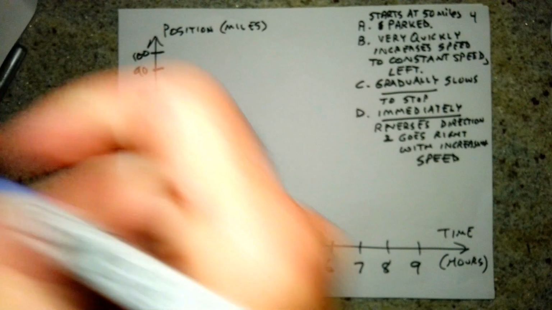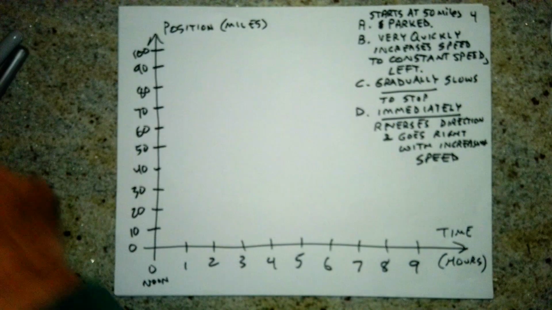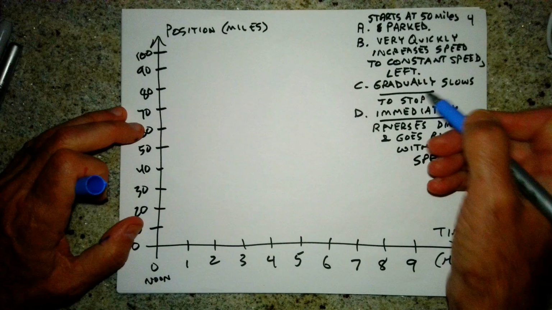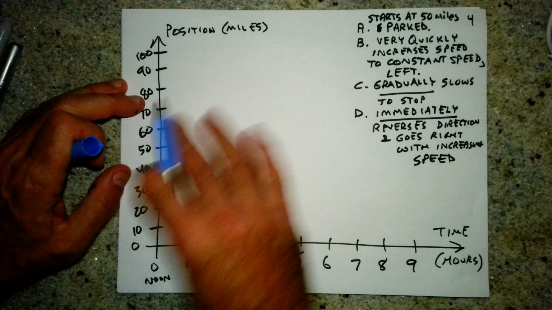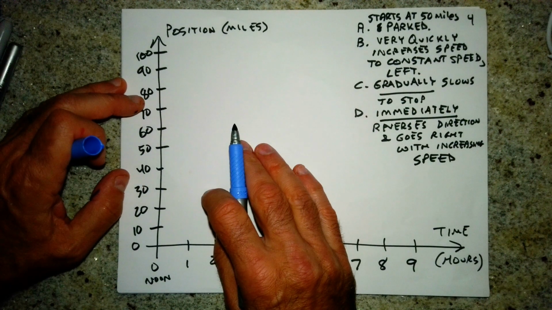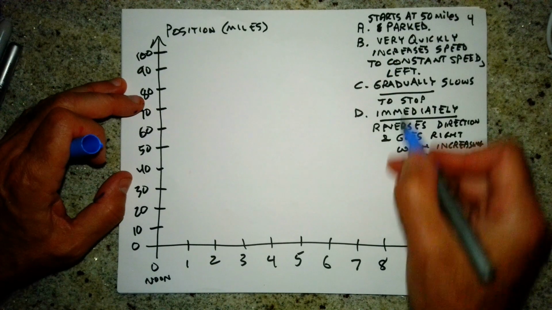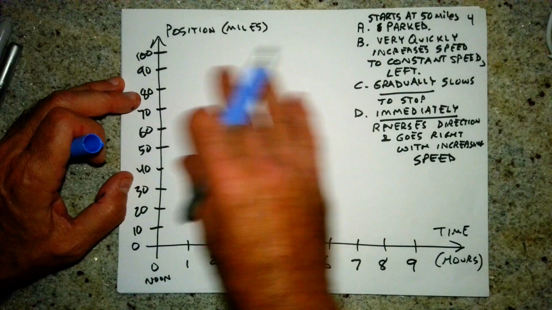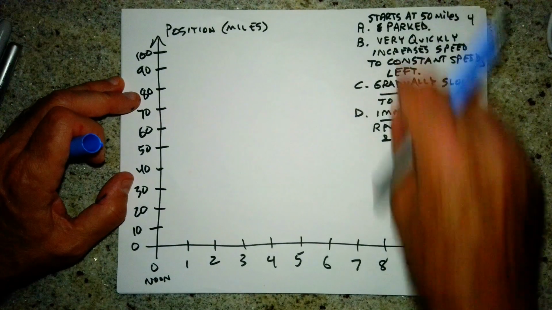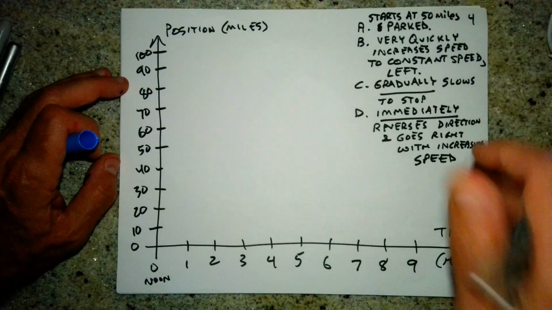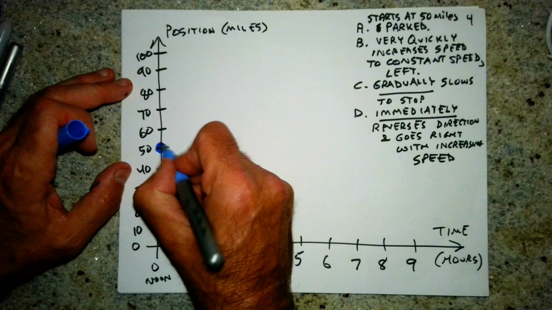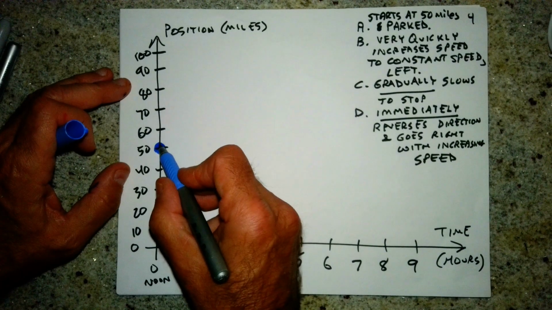Okay, and our last one. This is a story, and you're supposed to put the entire story on one graph. Okay, so we go through one part at a time. Everything that's written down here you have to put on the graph, and you're not allowed to put anything on the graph that isn't in here. You can't make up anything of your own. Okay, so first says it starts at the 50-mile mark, so that's there. At t equals 0 or noon, it starts there.